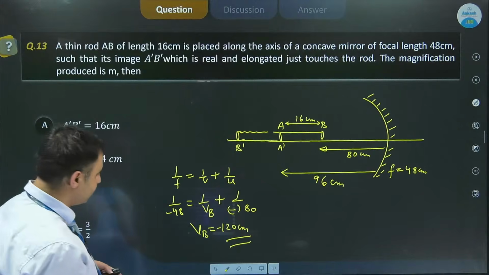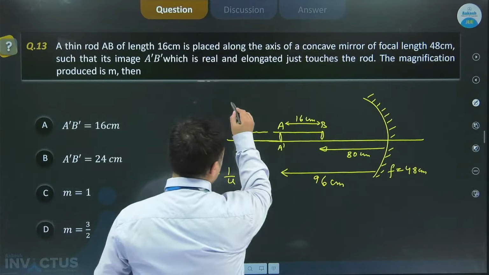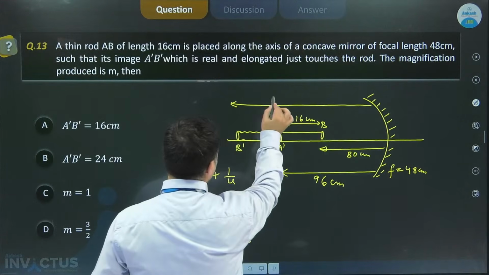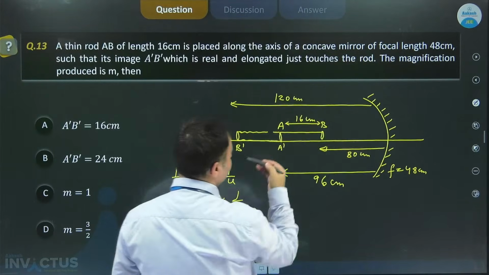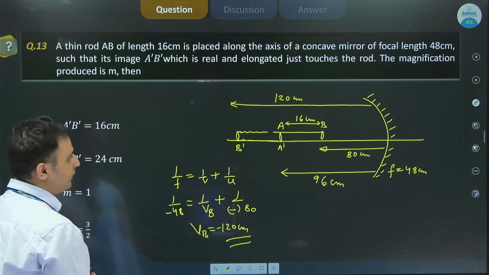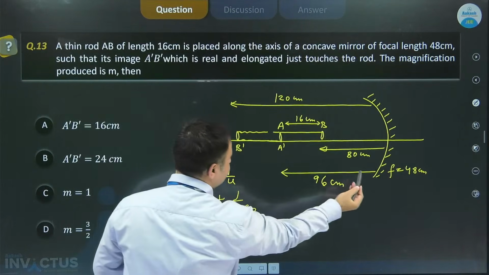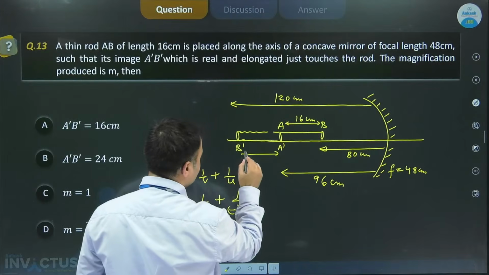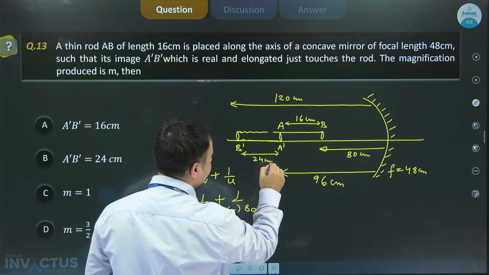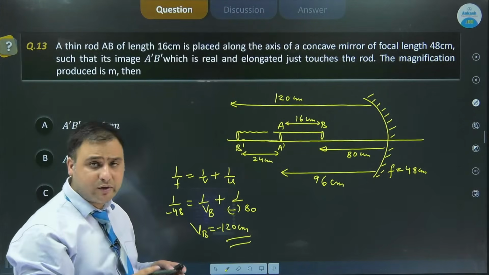That means this B dash is 120 centimeter distance from the pole. Now we can calculate this length. This is 120 centimeter, this is 96. So this length should be 24 centimeter. So A dash B dash is 24 centimeter.